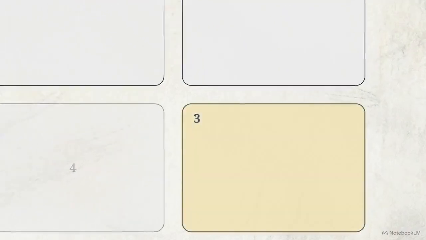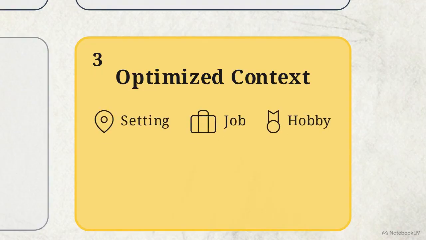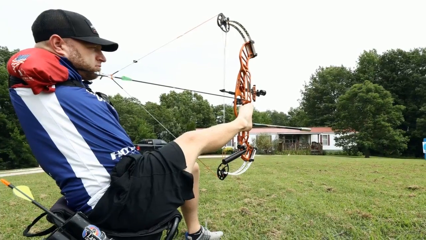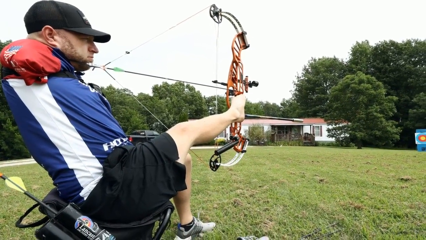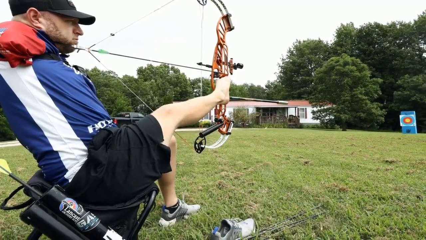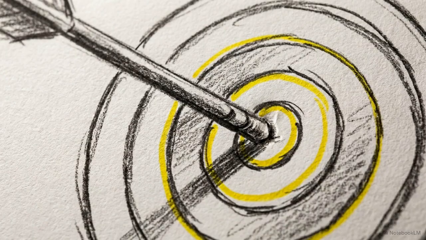Move to box 3. This quadrant is for identifying a setting, a job, or a hobby that rewards the specific behavior you wrote in box 2. Consider Matt Stutzman. Born without arms, he entered the world of archery. By using his powerful legs to draw the bow, he gained more stability and endurance than a traditional archer, eventually setting a world record for the longest accurate shot.